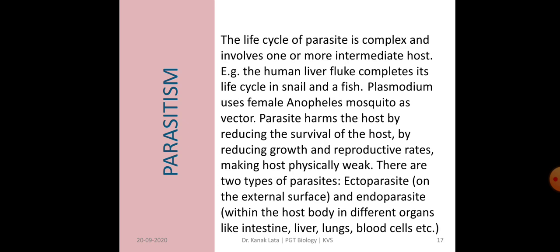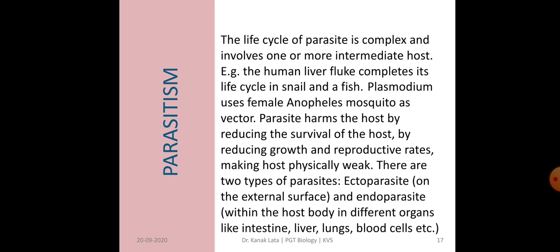The life cycle of a parasite is very complex and it involves one or more intermediate hosts. Without host, they cannot complete their life cycle. For example, the human liver fluke completes its life cycle in a snail and a fish. On the other hand, Plasmodium uses Anopheles mosquito as vector. Parasites harm the host by reducing survival of the host, by reducing growth and reproductive rates, making the host physically weak. So in this way, the hosts are harmed.